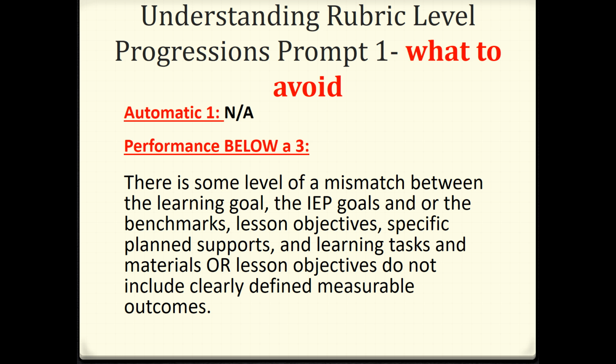Understanding rubric level progressions, prompt 1, what to avoid. An automatic 1: not applicable. Performance below a 3: there is some level of a mismatch between the learning goal, the IEP goals, and/or the benchmarks, lesson objectives, specific plan supports, and learning tasks and materials, or lesson objectives do not include clearly defined measurable outcomes.